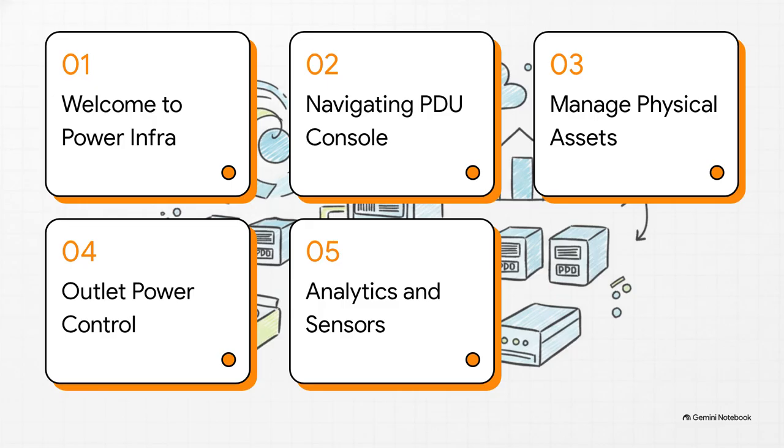All right, so here is our macro to micro game plan for today. 1. Welcome to power infrastructure. 2. Navigating the PDU console. 3. Managing your physical assets. 4. Outlet-level power control. And 5. Mastering analytics and sensors. Let's jump right in.